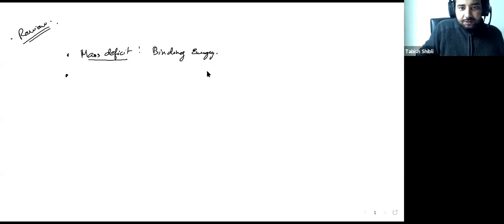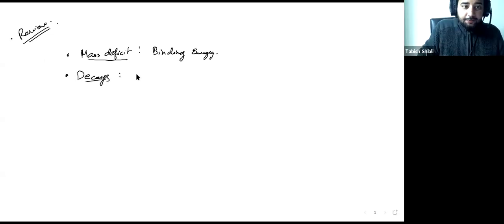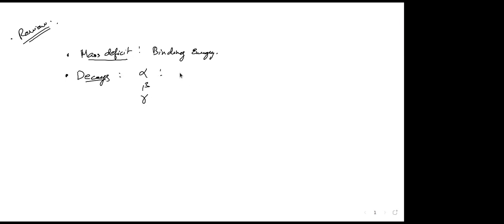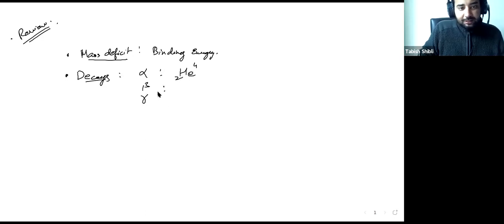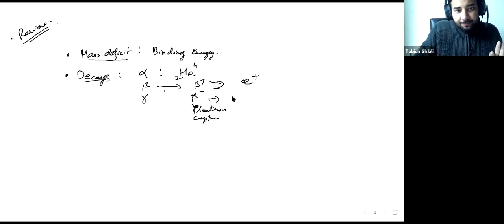What else did we talk about? Different types of decays. Yes, we talked about decays. There was alpha decay, beta decay, and gamma decay. Alpha decay was because of the alpha particle, which is the helium nucleus, so it's helium 4. The beta decay had three kinds: beta plus, beta minus, and electron capture. Beta plus was when a positron was released. Beta minus is when an electron is released. And electron capture is, as the term suggests, when an electron is captured.